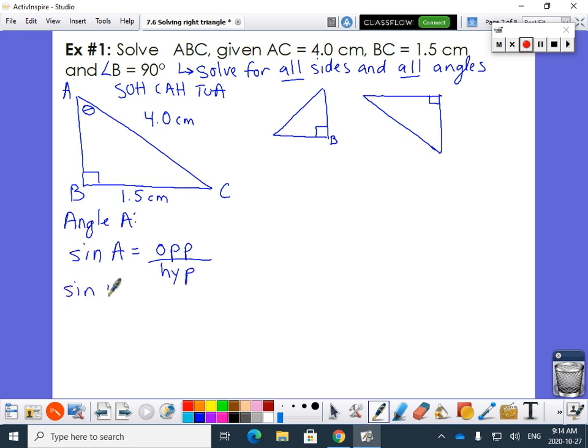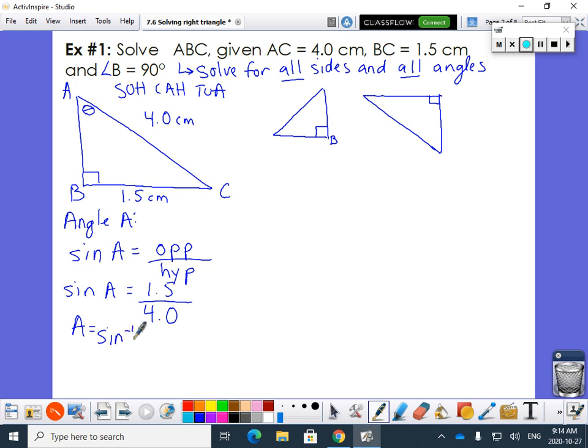Sine A equals, what am I going to sub in for opposite? And hypotenuse. Good. Now, what do I do next? So remember, it's A that I want. It's the angle that I want. So what do we always have to remember to do? What operation? The inverse operation. So I'm going to change this around, and it's going to look like this.